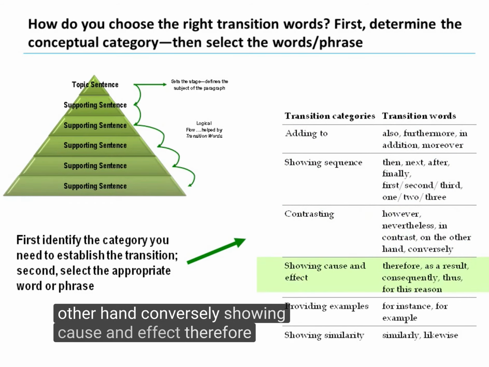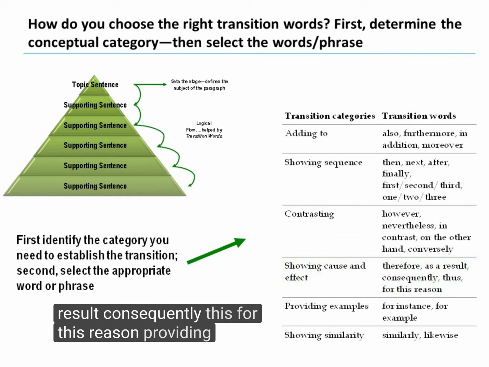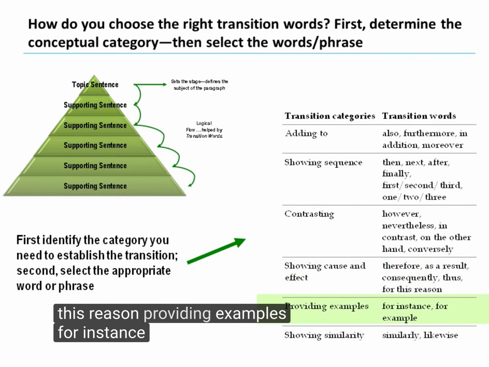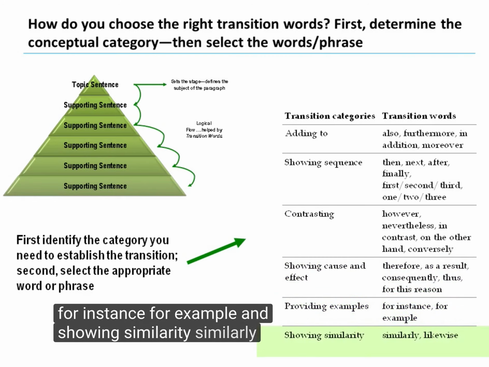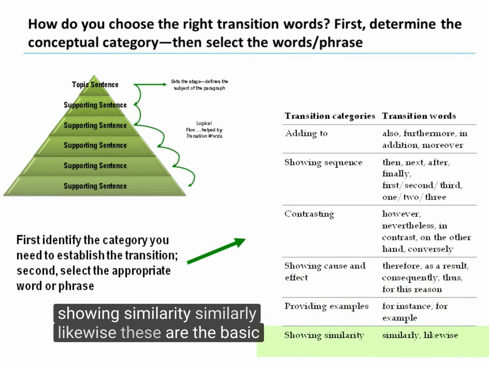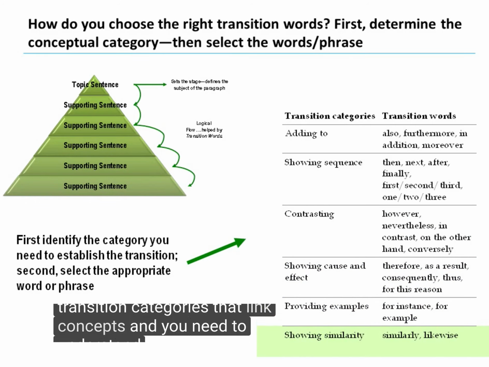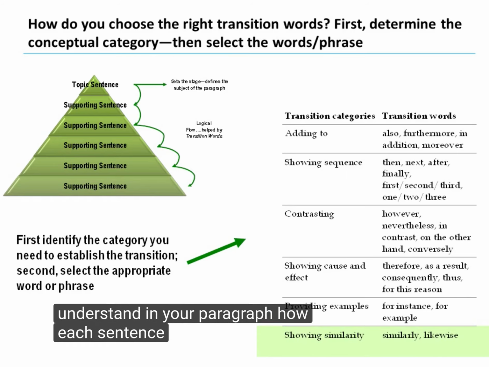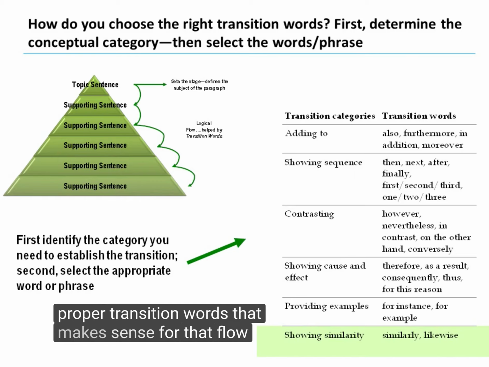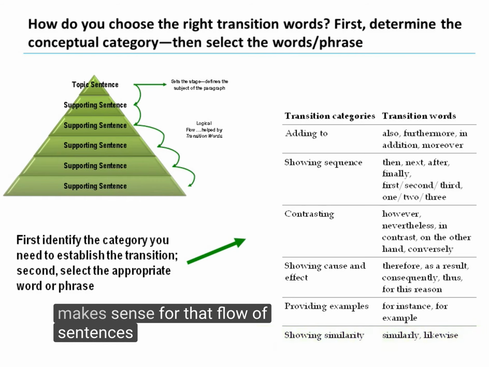Showing cause and effect, therefore, as a result, consequently, thus, for this reason. Providing examples, for instance, for example. And showing similarity, similarly, likewise. These are the basic transition categories that link concepts. And you need to understand in your paragraph how each sentence is logically connected in these conceptual categories so you can select the proper transition words that make sense for that flow of sentences.